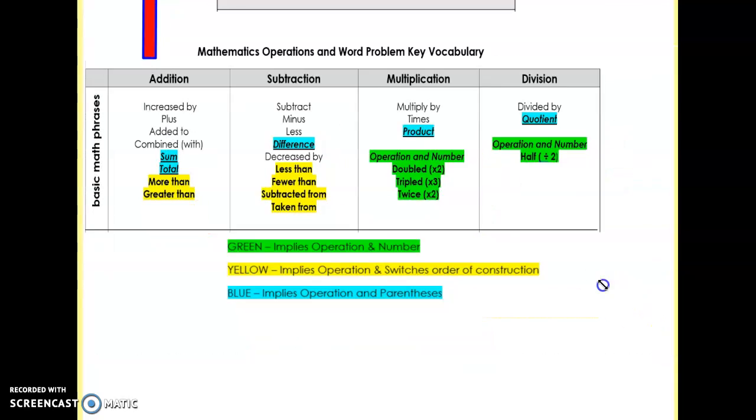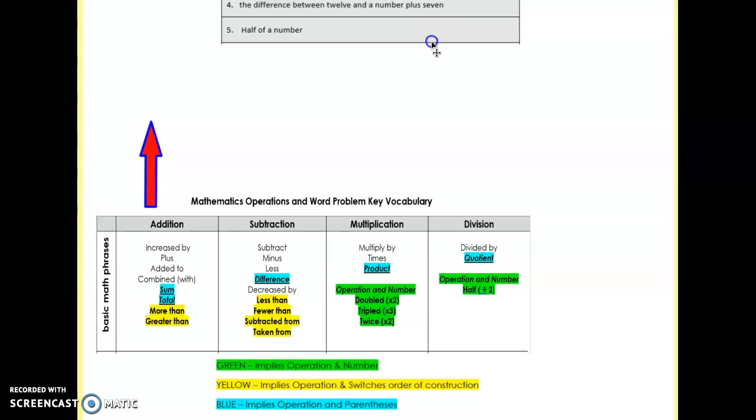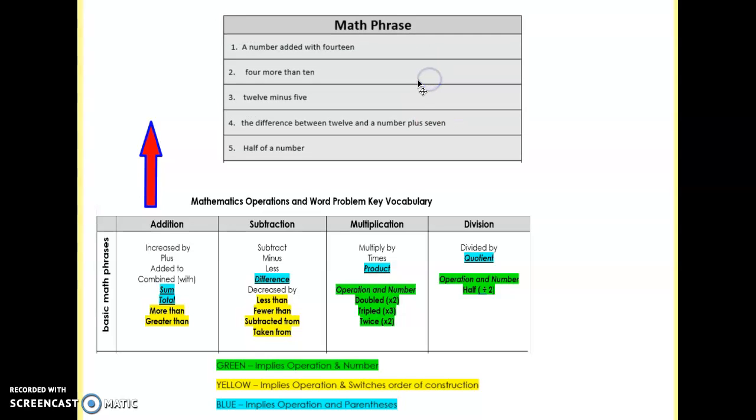Okay, so now I'm going to minimize it and kind of bring it down here. So let's talk about your assignment today. You're going to be given 15 math phrases. I'm going to do the first 5 with you together. So A, you should get all of them correct, 1 through 5, but B, you'll have a better understanding of the directions and you understand what I'm asking of you.